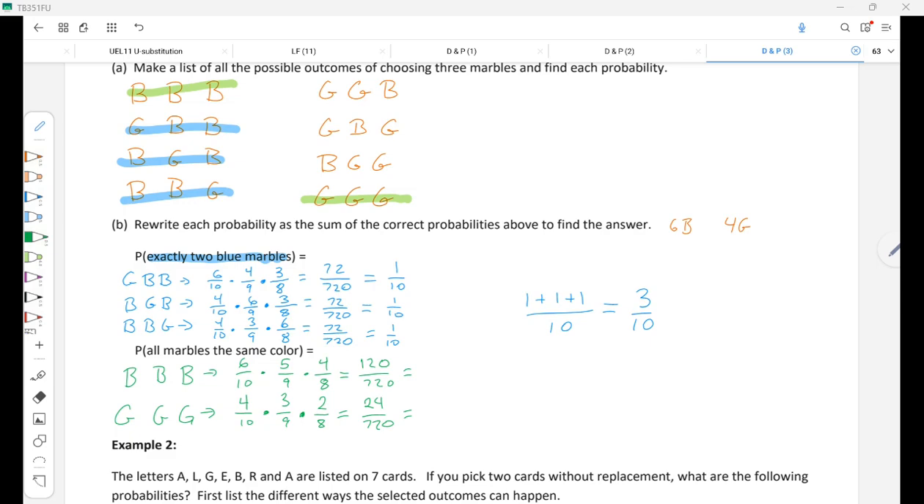120 over 720 gives you 1 over 6, and 24 over 720 gives me 1 over 30. So this time I do not want to use those fractions because I need to make my answer look like this. I'm going to use orange instead of green. I'm going to use the unsimplified versions, 120 plus 24 over 720. And that actually ends up being 1/5.